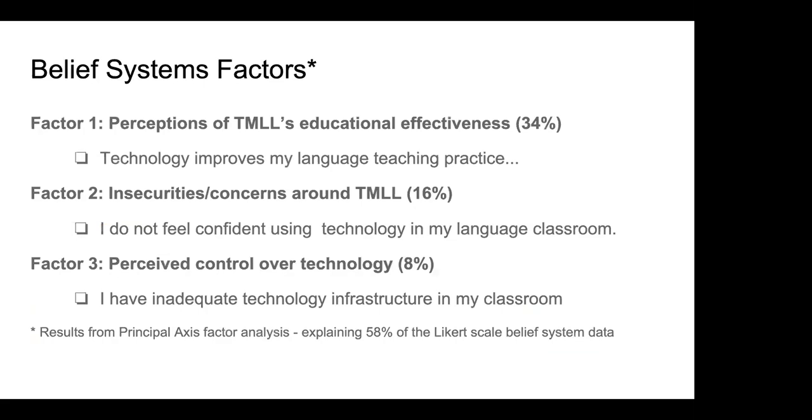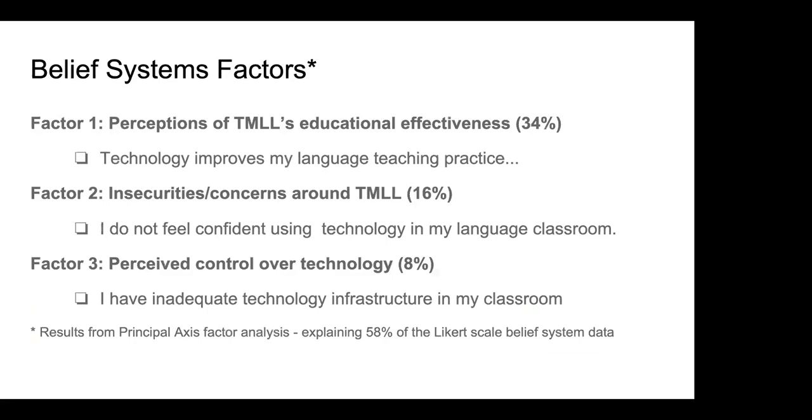So with this factor analysis, there emerged 3 factors, and if you remember the framework we looked at earlier, the first biggest factor that emerged describing these variables was really this perception of technology's educational effectiveness. An example of a statement that loaded heavily on this factor was, technology improves my language teaching practice. So these are statements in the survey that connected to this theme around how I perceive the educational effectiveness of technology in my teaching practice.